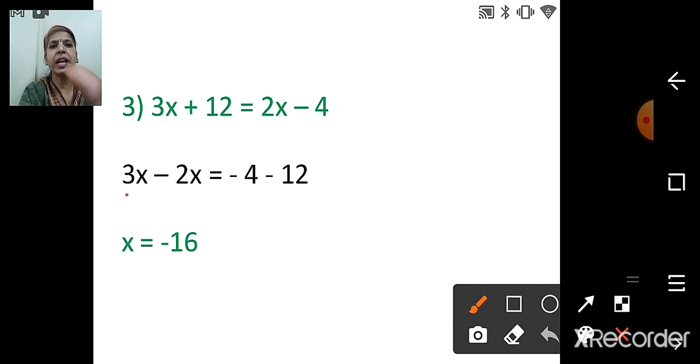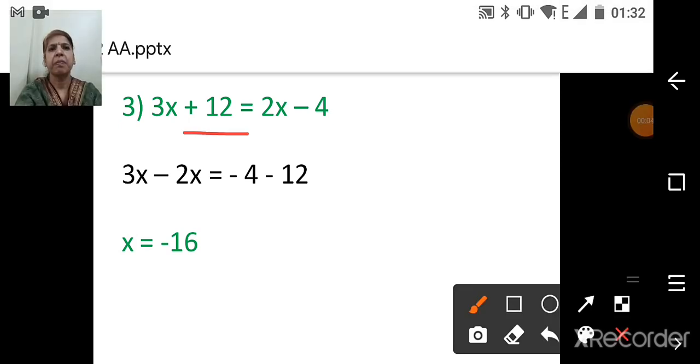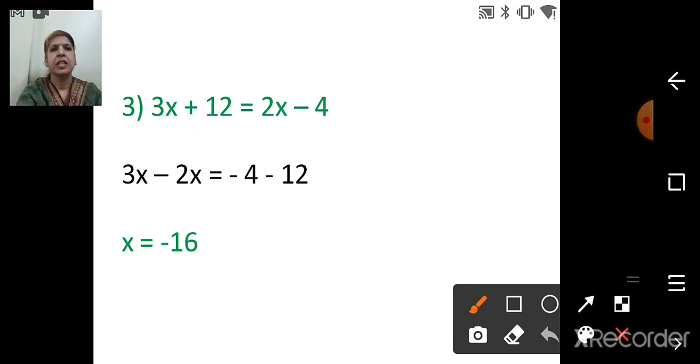So we are going to write 3x minus 2x. Now plus 12, that is positive 12. So which sign we can see? Addition sign. Now plus 12 we will take to the right hand side, the other side of the equality. As it is given positive plus 12, it will become minus 12. So the next step which we have got is 3x minus 2x is equal to minus 4 minus 12.